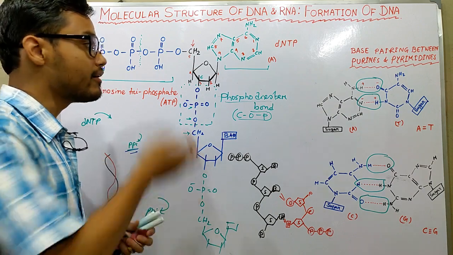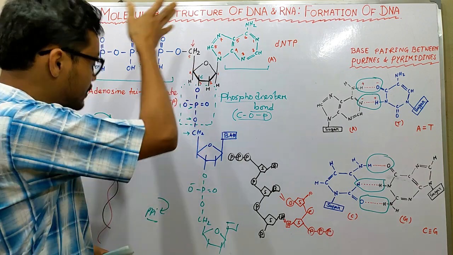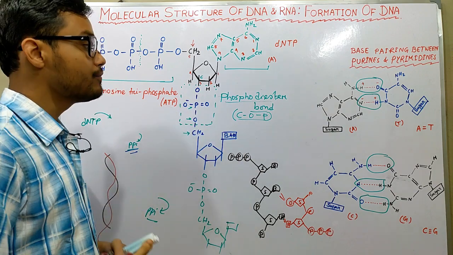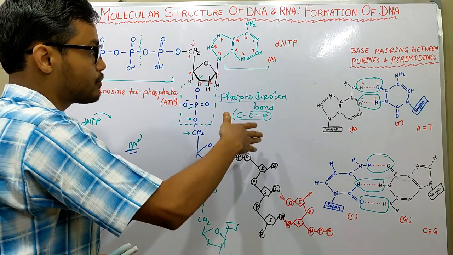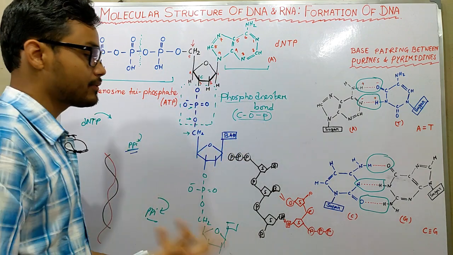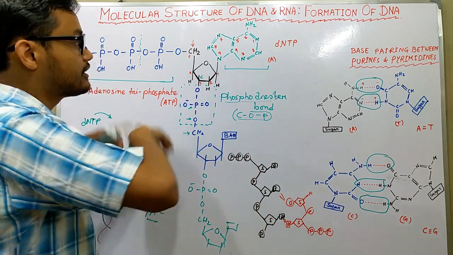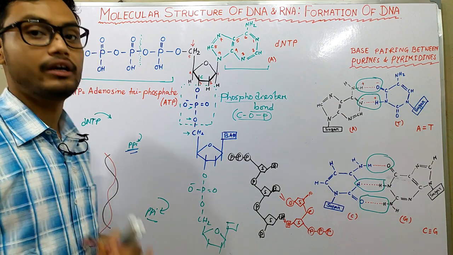In my previous video, I already discussed the basics of the biochemistry, and in this video, this is the formation of DNA. I hope this video is helpful for you to understand the basics of the phosphodiester bond, what the prime indicates, and how DNA is formed. So this is the whole thing about the formation of DNA regarding the molecular structure of DNA and RNA.